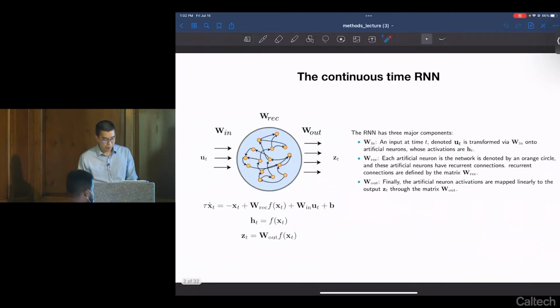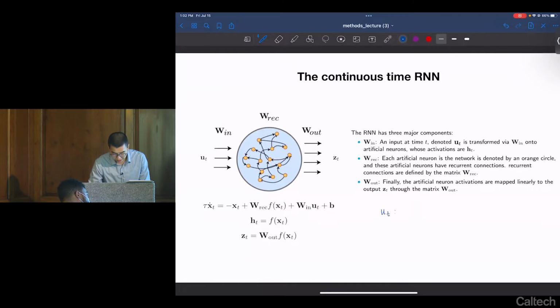So the Mante and Sussillo paper uses this recurrent neural network called the continuous time recurrent neural network. I've shown the equation before, but this time we'll actually go into the details. So this is the equation of the continuous time recurrent neural network. The inputs are u of t, and u of t represents the RNN input at time t.